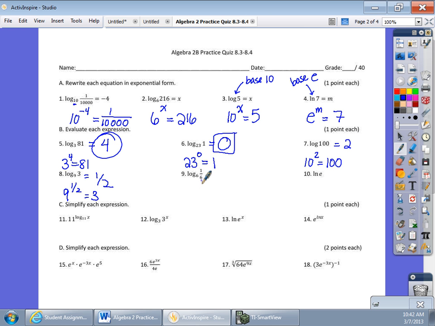Log base 6 of 1/6, that's equal to -1, because 6 to the negative first is equal to 1 over 6 to the positive first. And then the natural log of e. Remember, this is log base e, so e to what power is e? And that's 1, because e to the first is equal to e.